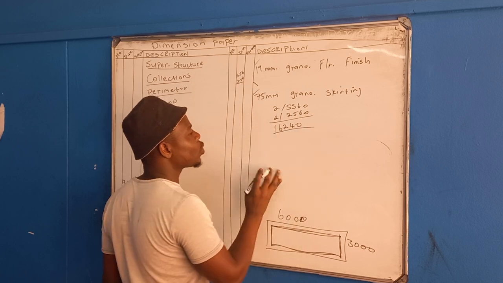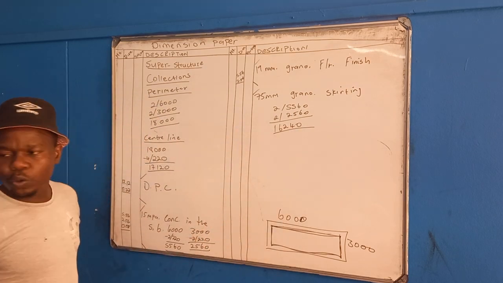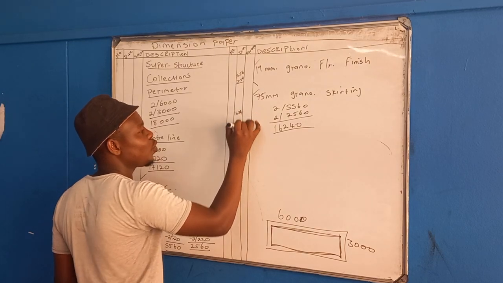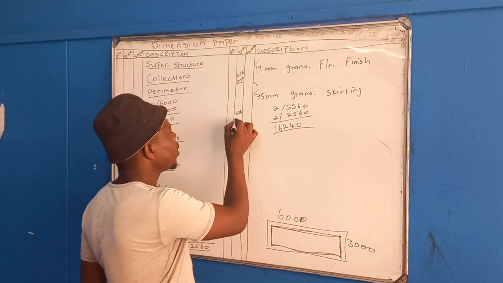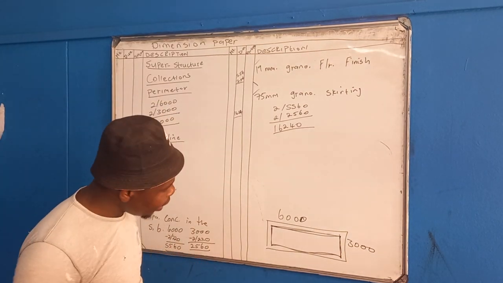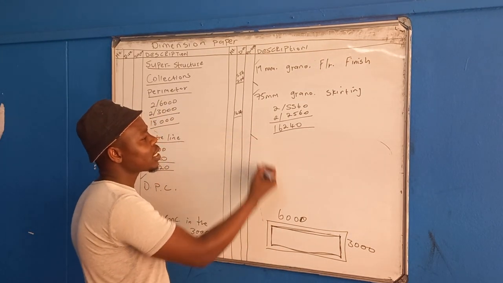$16,240, right? Which is going to be 16.24 when you divide it by 1,000. It's going to be 16.24. It is in meter only one, yes. And then from there, we close our sketching, we are done.